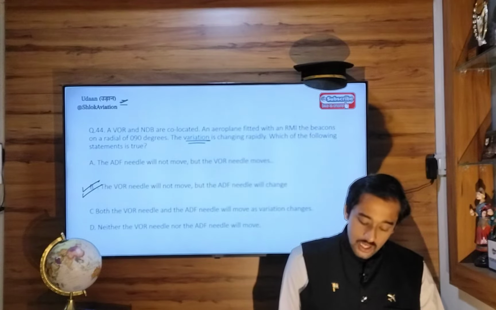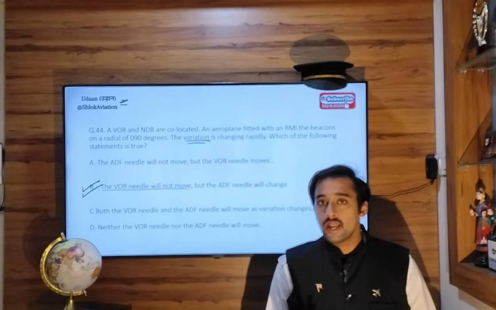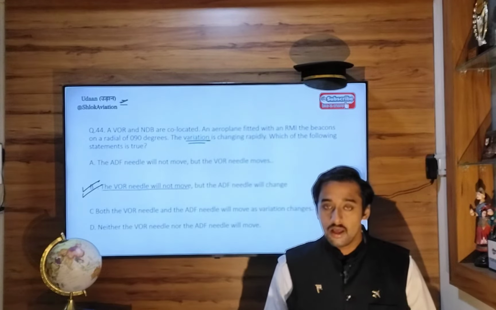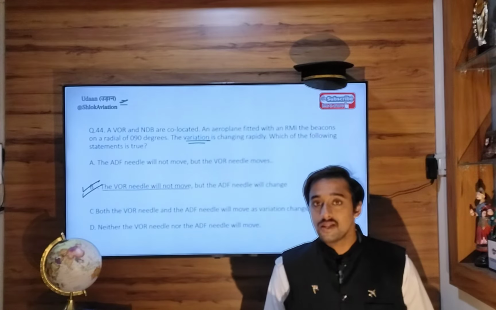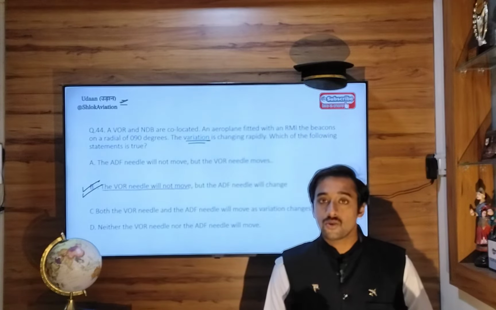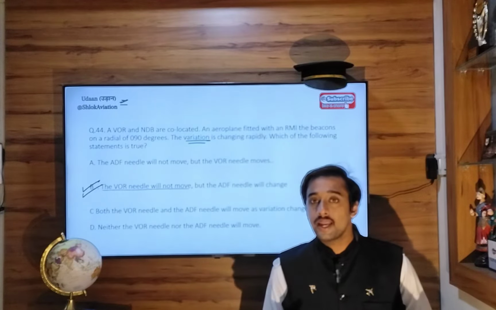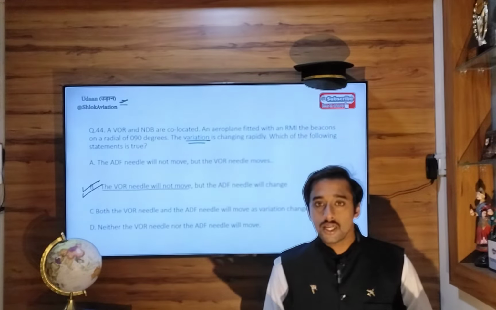The VOR needle will not move because VOR is fixed to the ground, so its variation is going to remain fixed. But in case of ADF, what happens? Variation at the aircraft will move or change as the aircraft travels from one place to another. And accordingly, the ADF needle, the relative bearing indicator, will keep on changing according to the variation change.